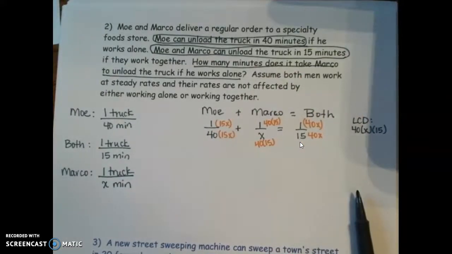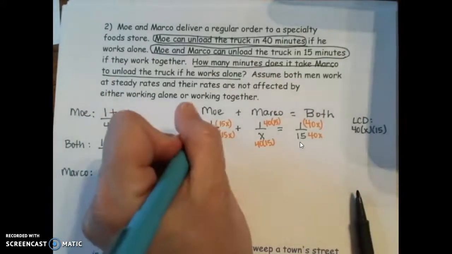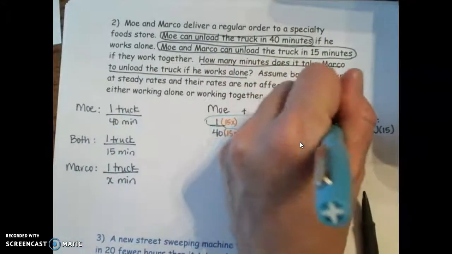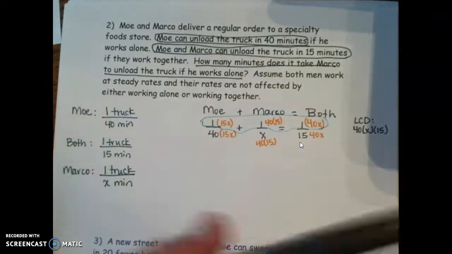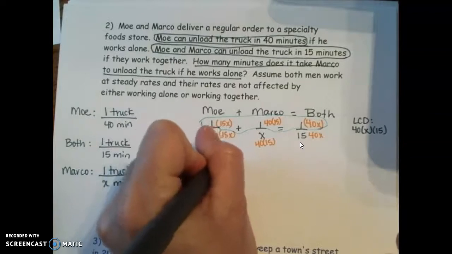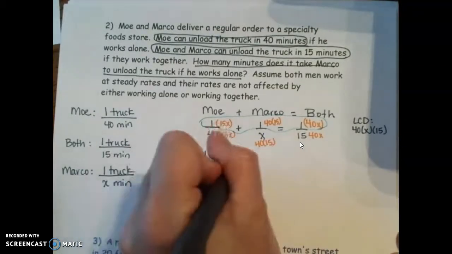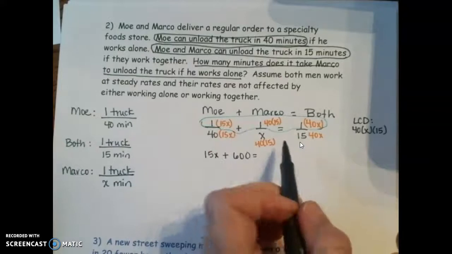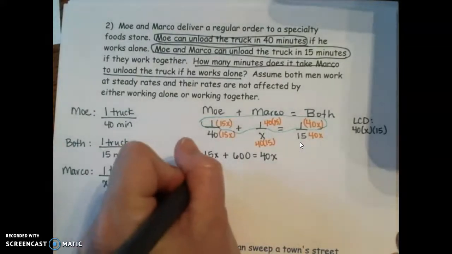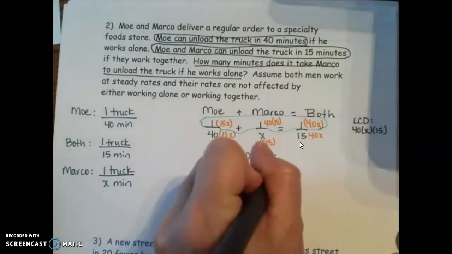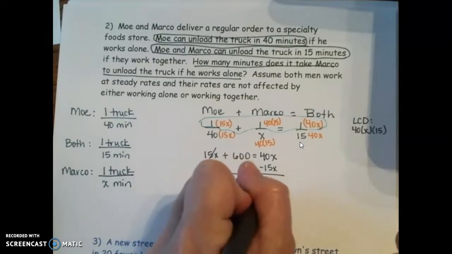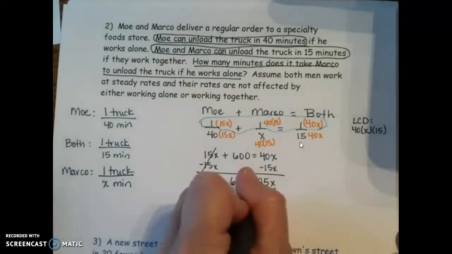So now we're ready to make our equation. If you refer back to yesterday's lesson, you've got 15X plus 40 times 15 is going to give us 600 equals 40X. We'll subtract 15X. That's going to give us 25X when we do that.